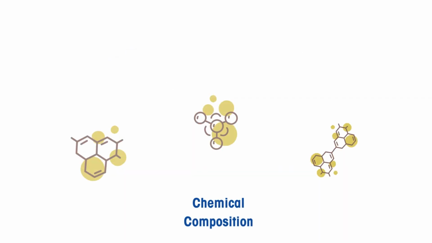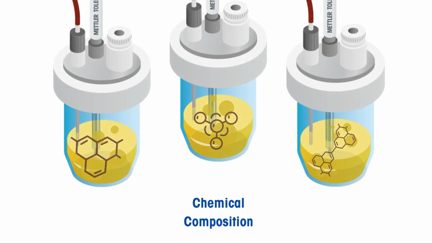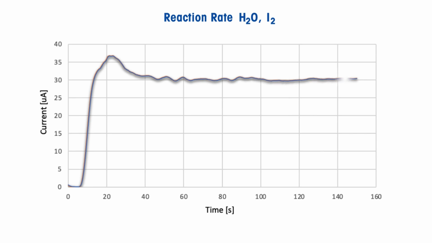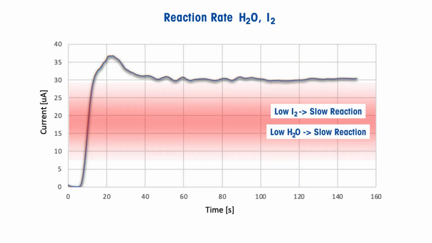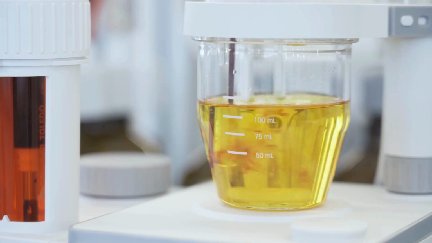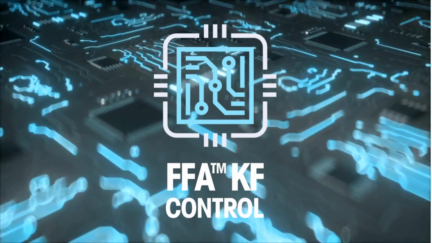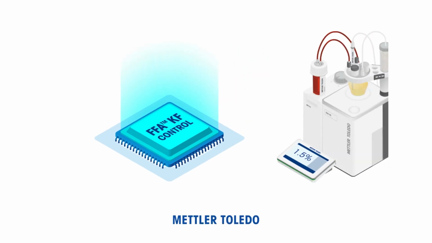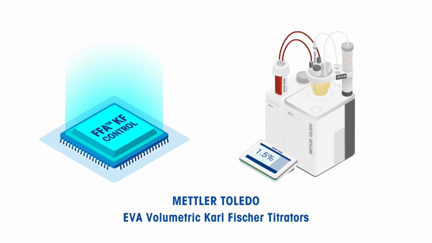However, this can be challenging as the chemical composition inside the Karl-Fischer cell can vary considerably, and the rate of the chemical reaction with water can also range from very fast to quite slow. As a result, the approach for dosing the titrant may differ depending on the reaction rate. To overcome this challenge, METTLER-TOLEDO has developed the fast forecasting FFA Control Algorithm, or FFA, for its volumetric Karl-Fischer titrators.